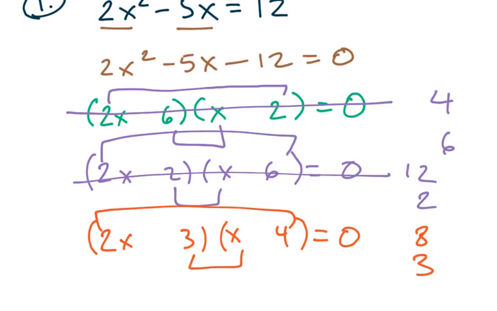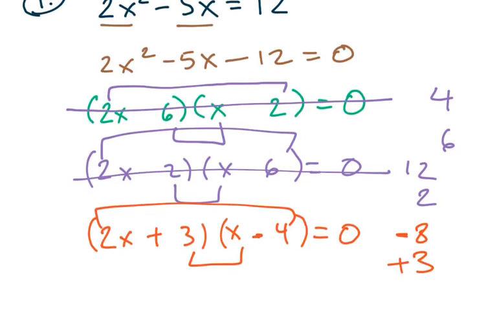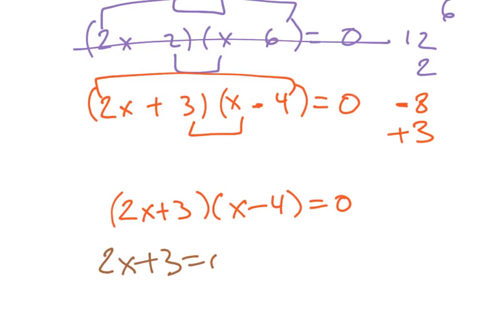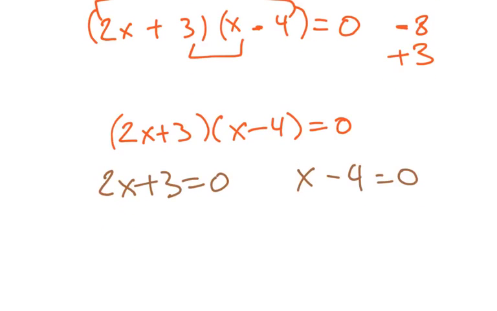Now, I want negative 5, so I'm going to make 8 negative and 3 positive. So 8 will be negative and 3 will be positive. Let me rewrite this. We're left with 2x plus 3 times x minus 4 equals 0. Now, the great thing about this is that if these quantities, these binomials, are multiplied together, then I can set each of them equal to 0 and solve them.